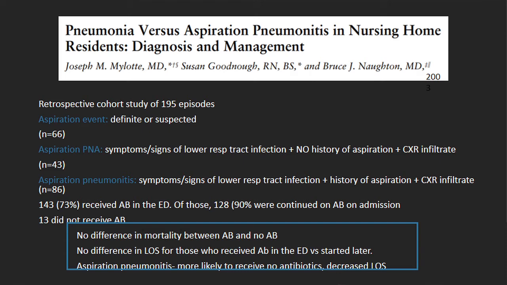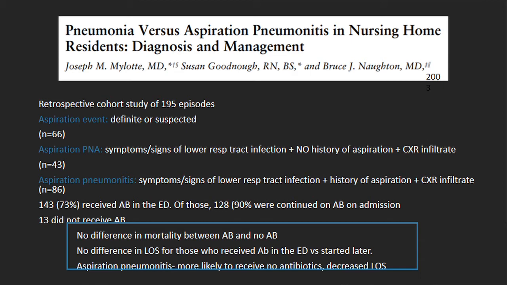So 143 patients, that's 73%, received antibiotics in the ED. Of those, 128 were continued on antibiotics once they got admitted, and only 13 did not receive antibiotics. So their conclusion was that there was no difference in mortality between the antibiotic and no antibiotic group. There was no difference in length of stay for those who received antibiotics very quickly versus the ones that were started antibiotics after being admitted.